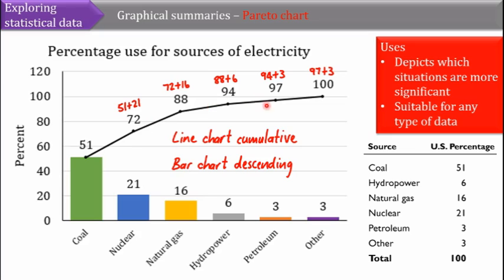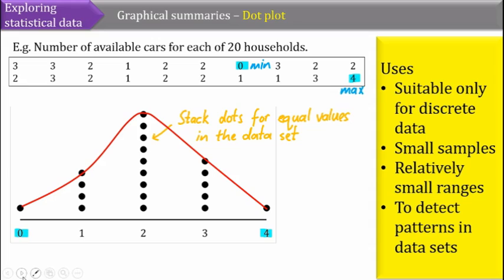Okay, the line chart is cumulative, which simply means that the first point will start with whatever value the first bar is, which is 51, the highest bar. You can see here coal, highest bar is 51, and then we'll add 21 to it. So it's 51 plus 21, which gives us 72. Then we'll take this 72 and add 16 to it, which gives us 88. So by the time we get to the last one over here, we will have the total of 100. This just allows us to see in a different way how the changes take place with these bars.